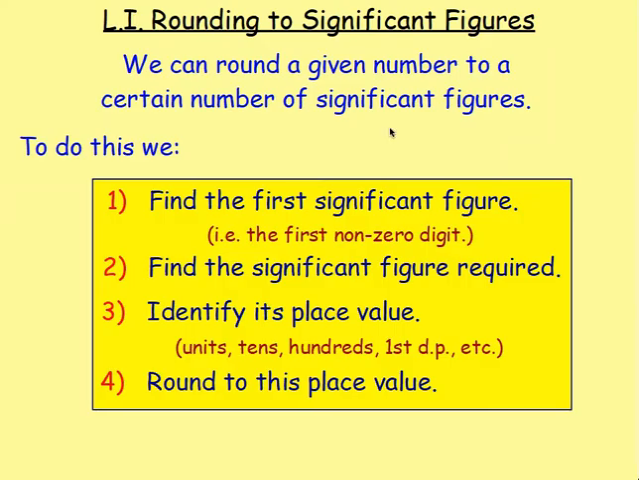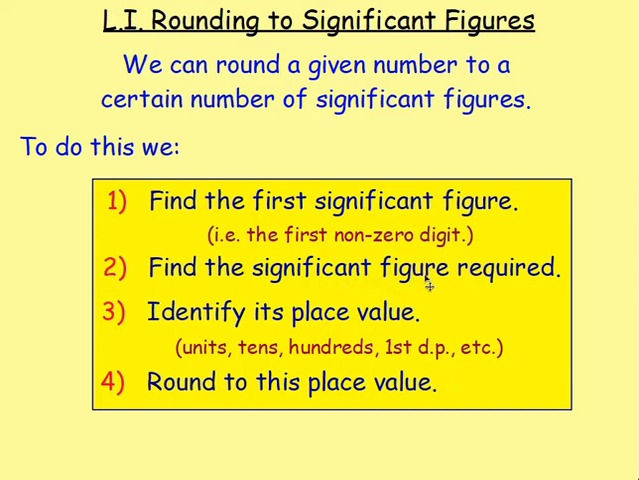So the way you can round is we first of all look for the first significant figure and then look for the significant figure required. So if we're rounding to 2 significant figures, we find the first and then we'll find the second. If we're rounding to 3 significant figures, well, we find the first, and that way you can easily work out what the third is. Then we take that significant figure and we work out its place value.